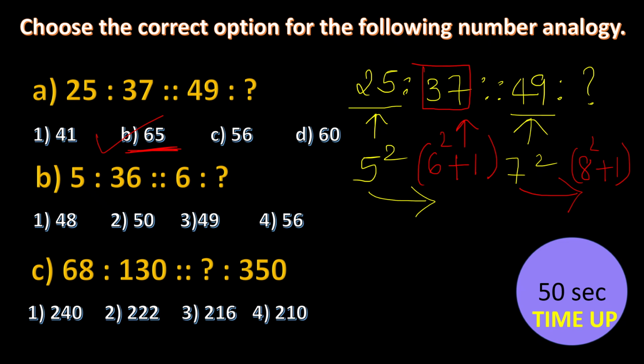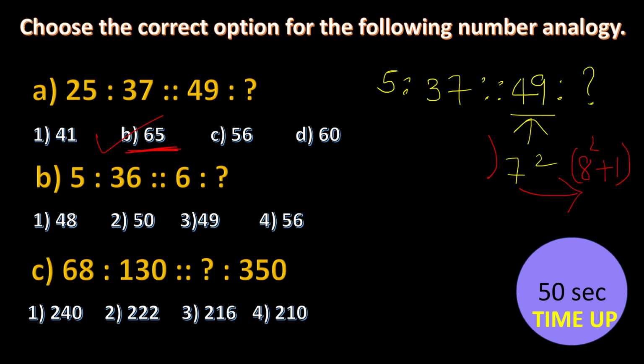Okay. Next one, that is 5 is to 36 they have given. Then 6 is to what?